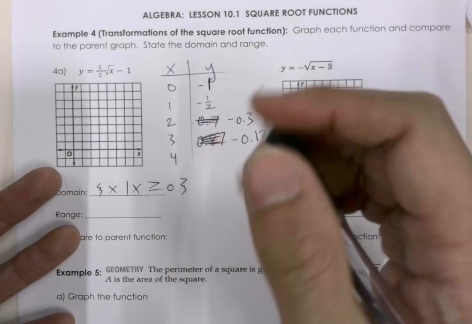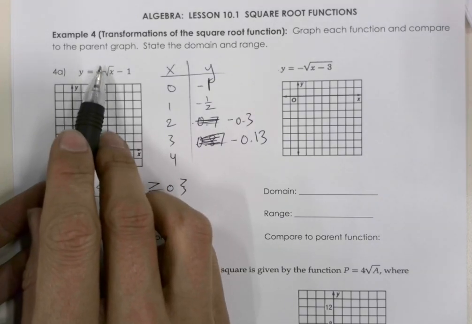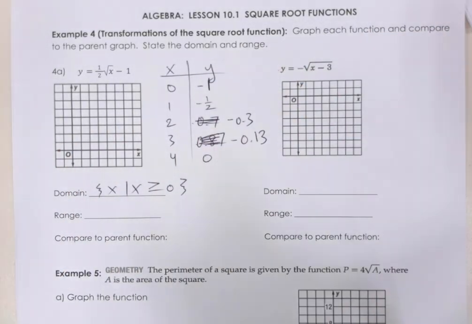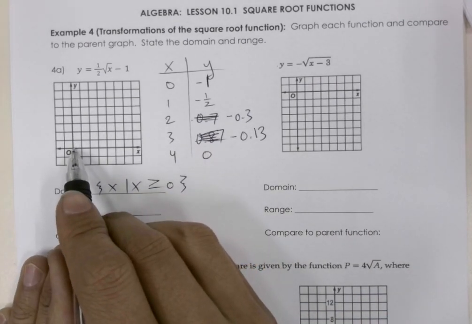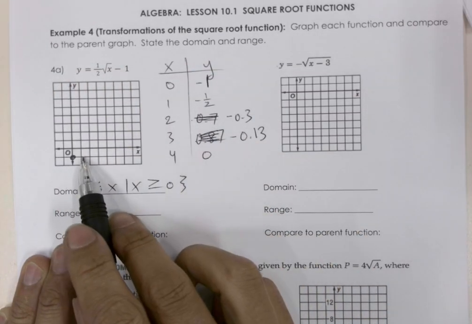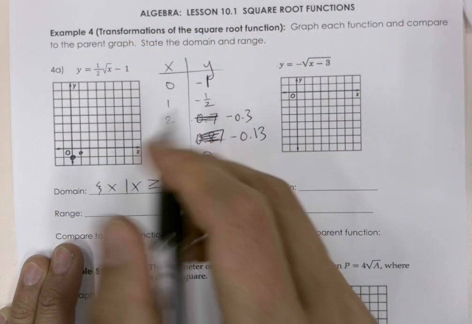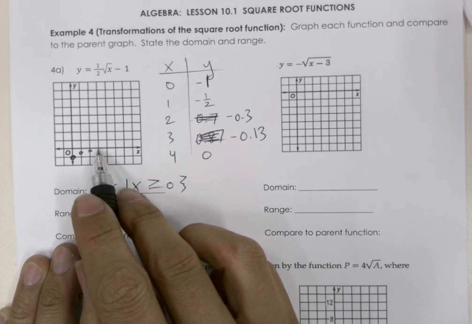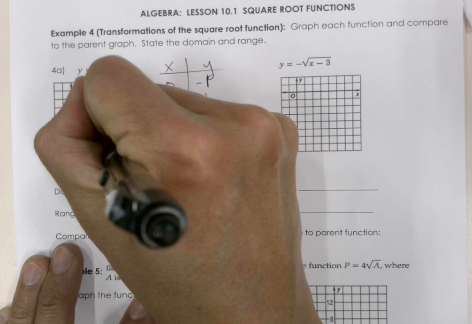And then 4 is actually 1/2 times the square root of 4 minus 1, which after putting it in the calculator is equal to 0. So now we can go ahead and graph it. So we got 0 is going to be -1 down here. Our 1 is going to be -1/2. Our 2 is going to be -0.3. Our 3 is going to be -0.13, and then our 4 is at 0.